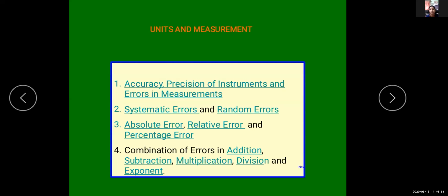The topics to be covered in this video are accuracy, precision of instrument, and error in measurement, systematic errors and random errors, absolute error, relative error, and percentage error, and combination of errors in addition, subtraction, multiplication, and exponent. Okay, so let's start with accuracy, precision of instrument, and error in measurement.